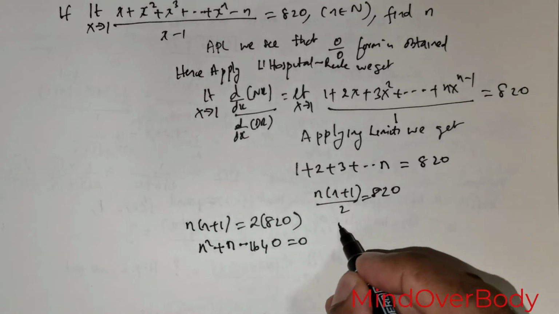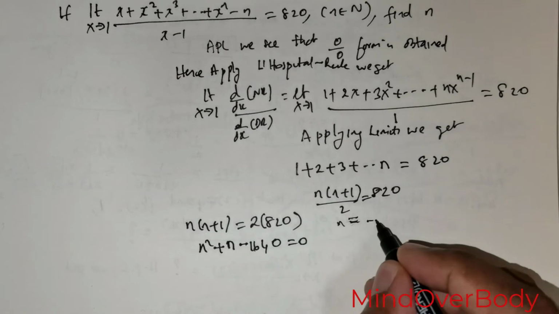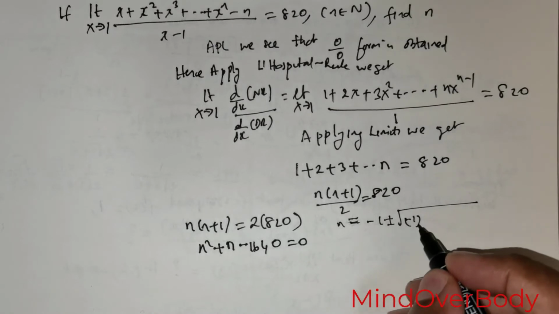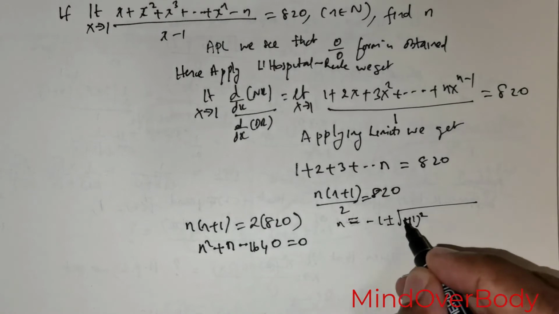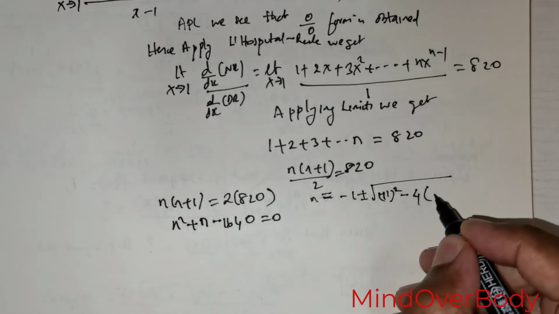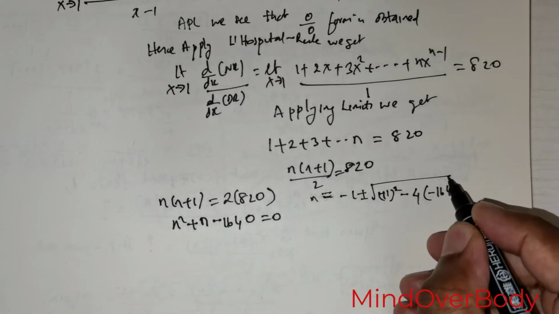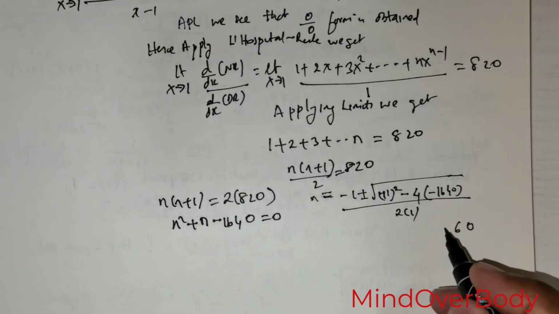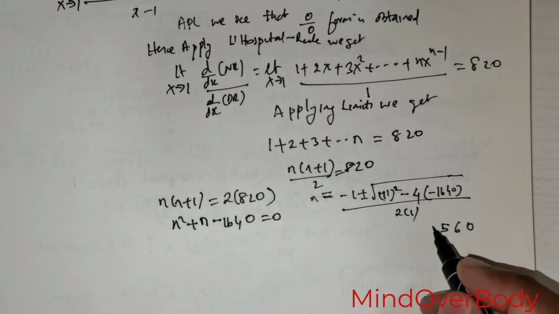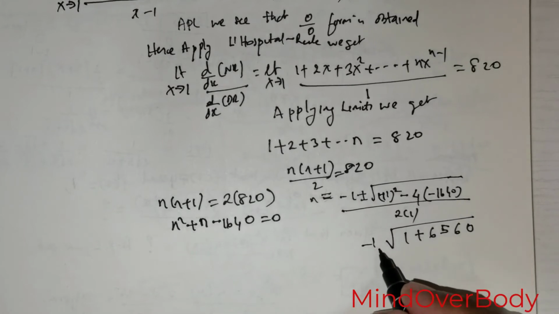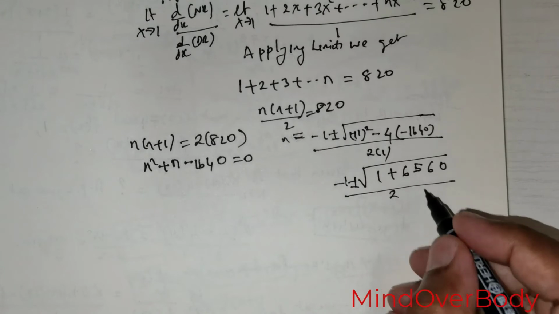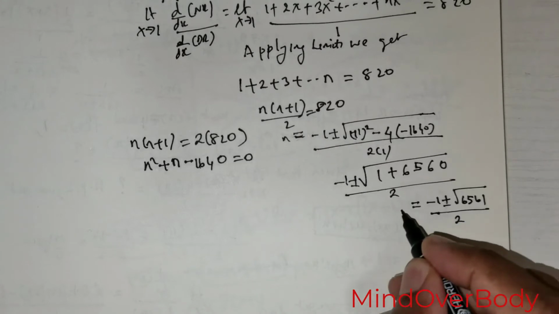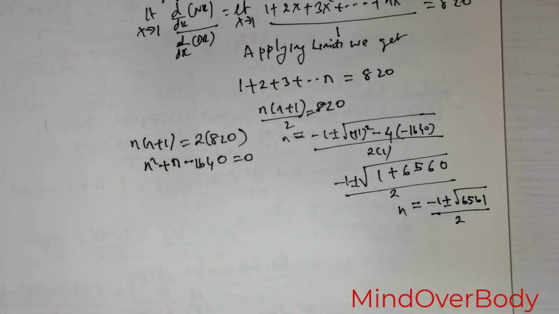If we were to use the quadratic method, n is going to be equal to negative b, in this case -1, plus or minus the root of b squared, which is 1 squared, minus 4 times a, which is 1, and c is -1640, divided by 2 times 1. Now if you multiply this out, 4 times 1640 is 6560, plus 1, so n is negative 1 plus or minus the root of 6561, divided by 2. So this is my n. What is the square root of 6561? This is nothing but 81.